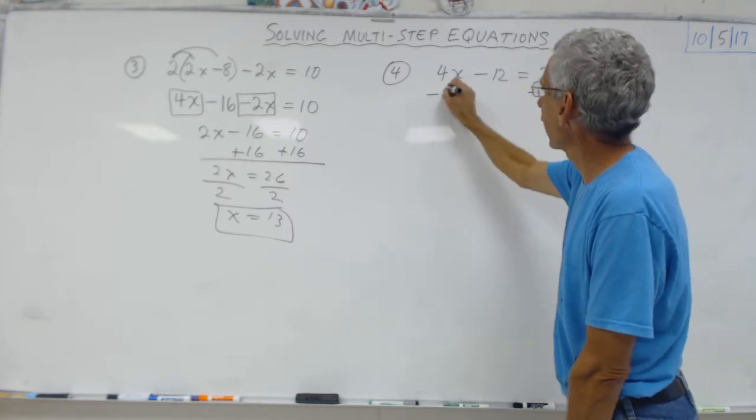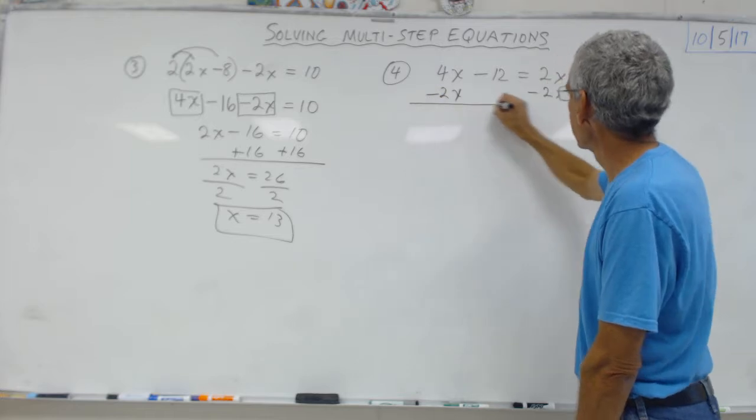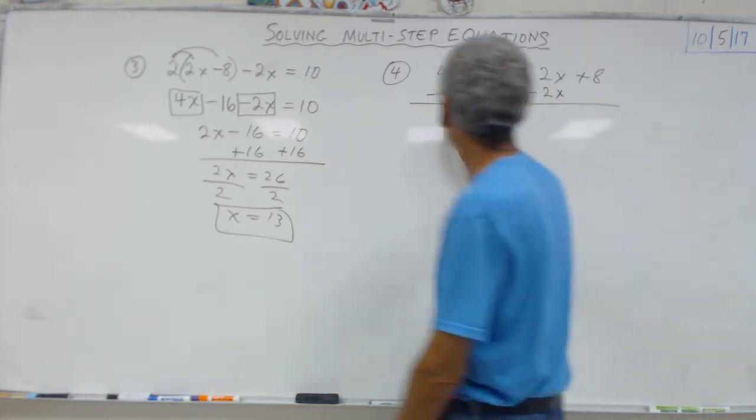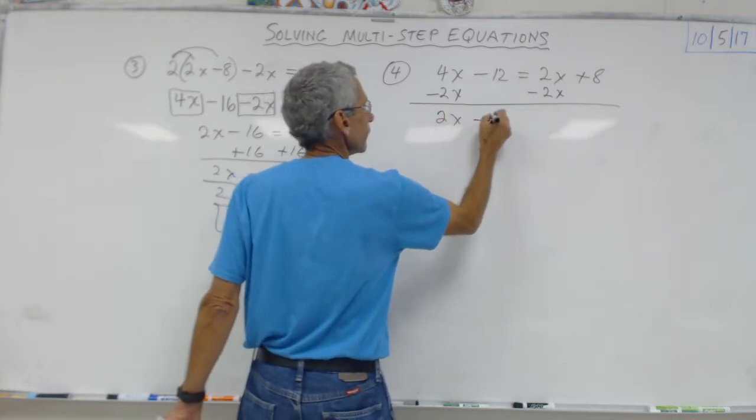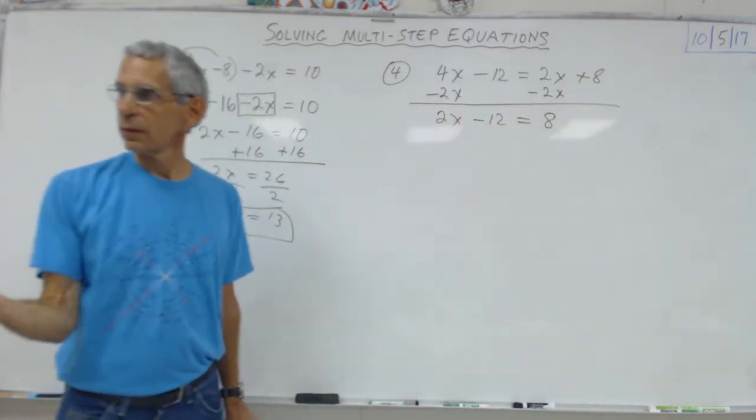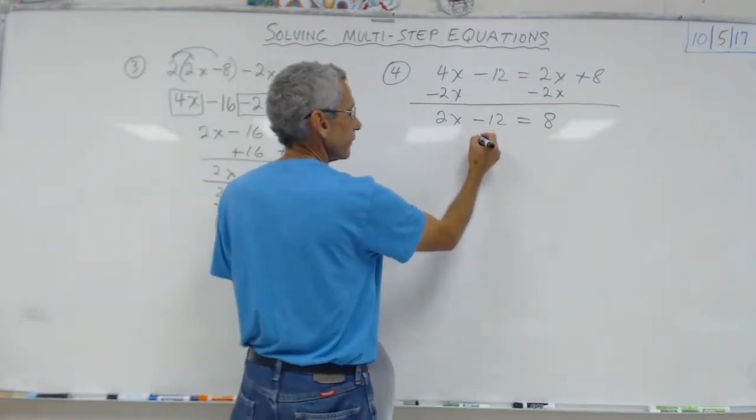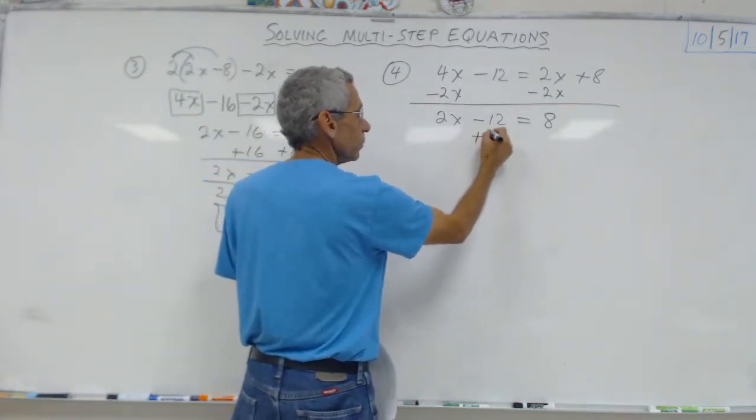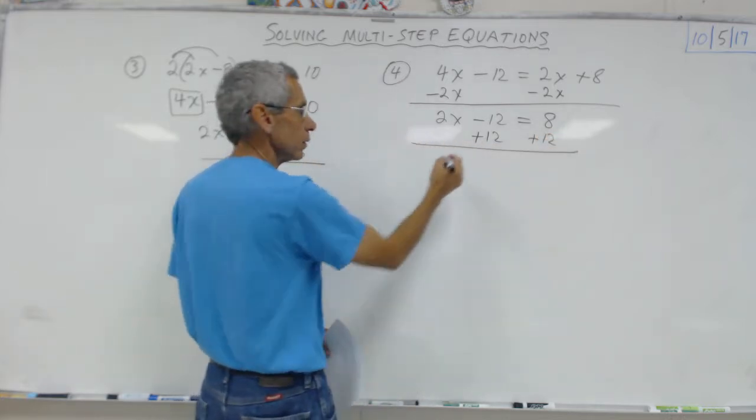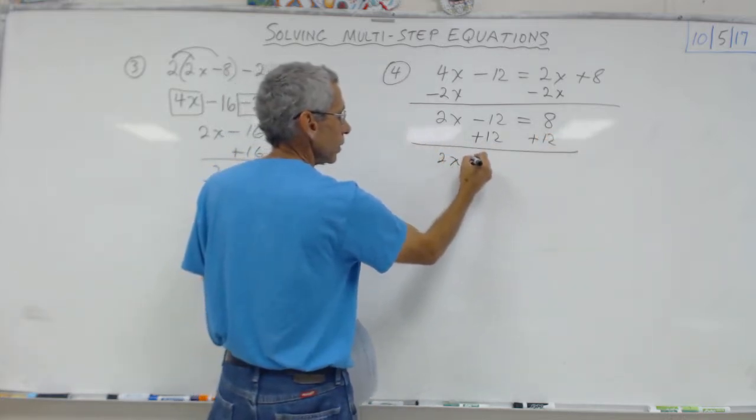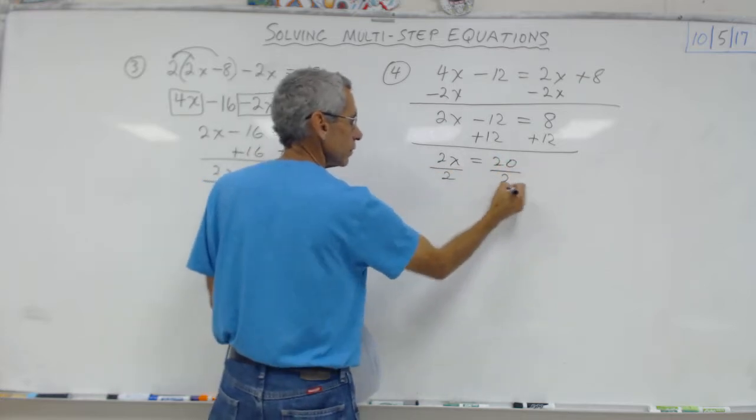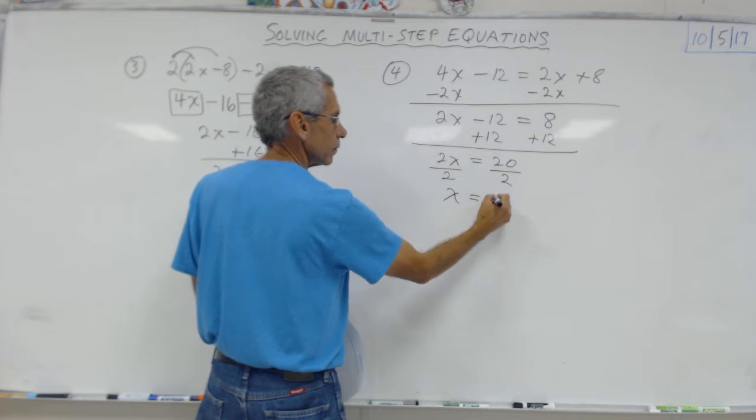Yep, and then you subtract 2x from 4x, and I draw my line. And your new problem is 2x minus 12 equals positive 8. Then what I did was negative 12 plus positive 12, so we're going to plus 12, plus 12. And then your new problem is 2x equals 20. Then you do 2x divided by 2, and 20 divided by 2, and x equals 10.